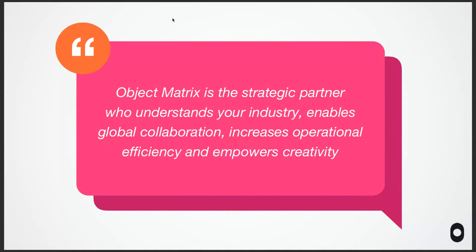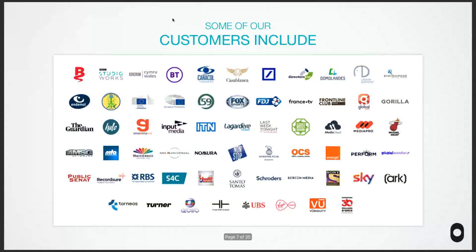So the obligatory statement slide. Object Matrix is the strategic partner who understands your industry, enables global collaboration, increases operational efficiency, and empowers creativity. It's a powerful statement. It's a powerful claim, but it's something we do strive for. We want to stop your staff managing media, doing laborious tasks. We want to make sure they can get the assets they need globally when they need it. And we just allow creatives to be creative and monetize those assets. That's our core ethos.